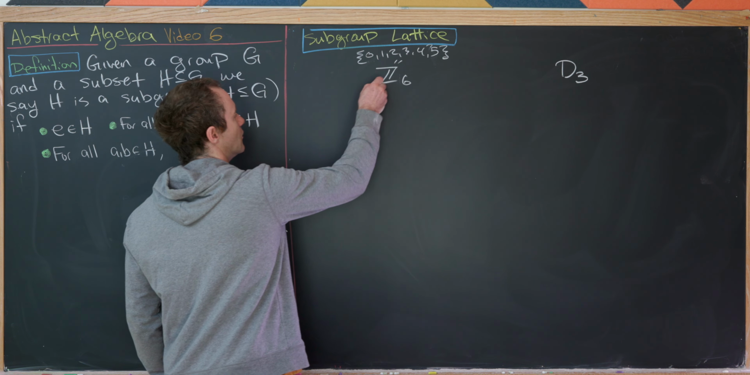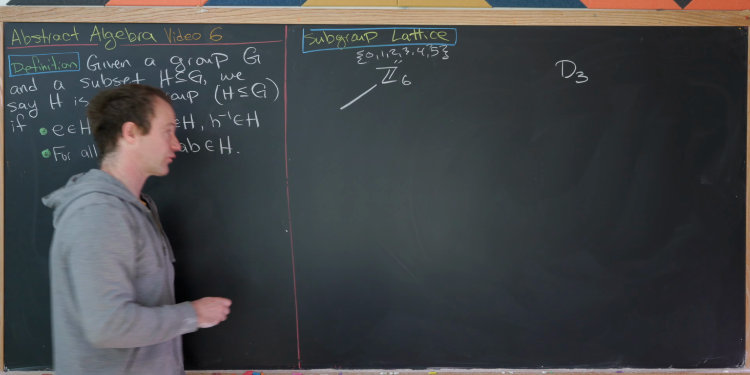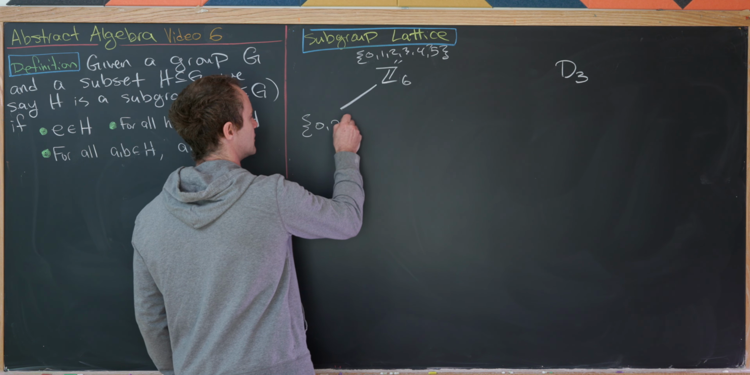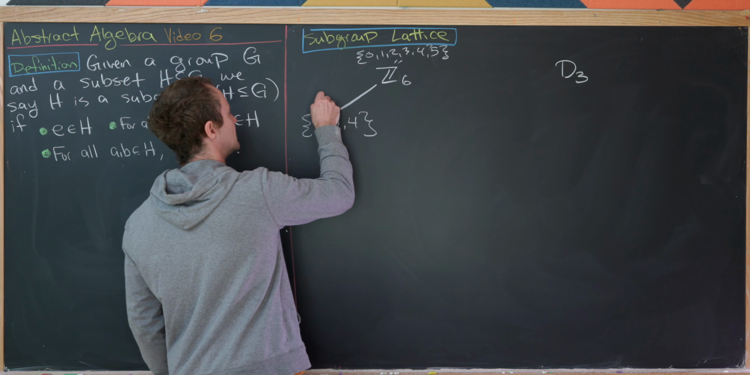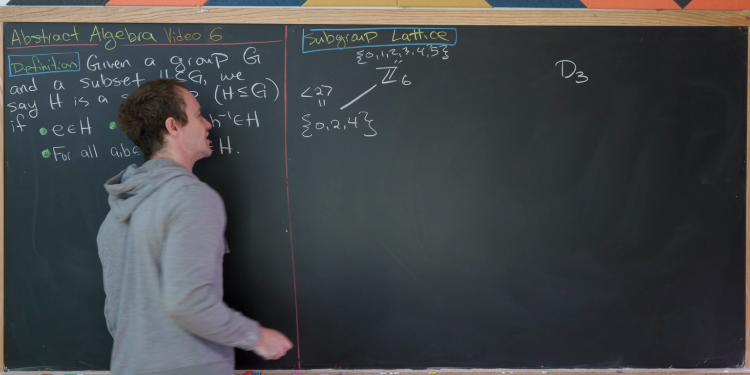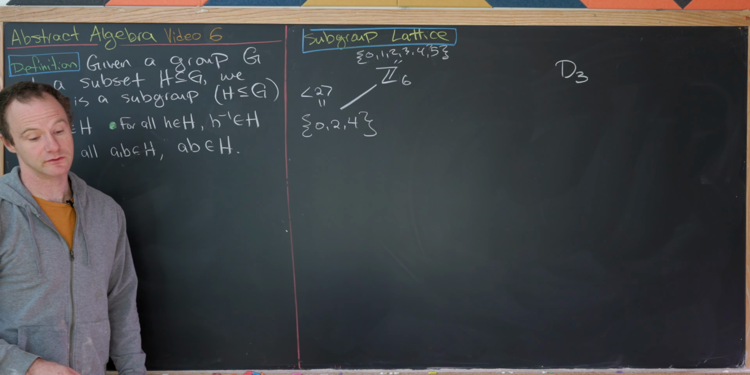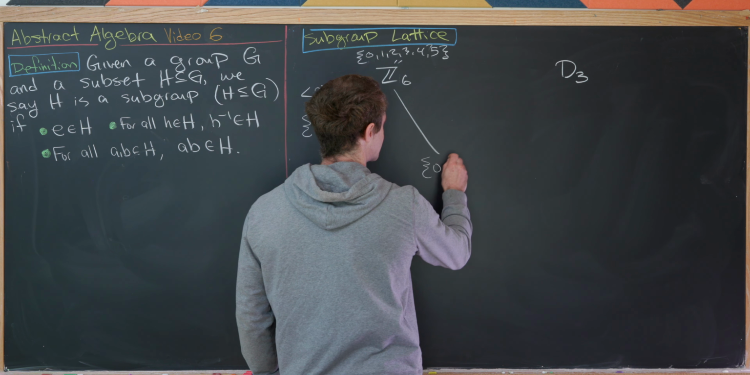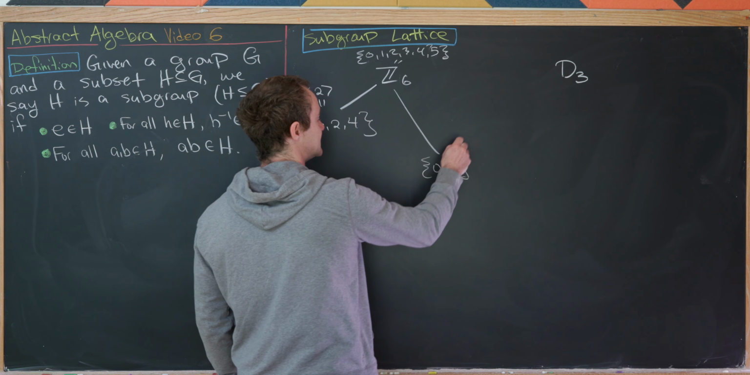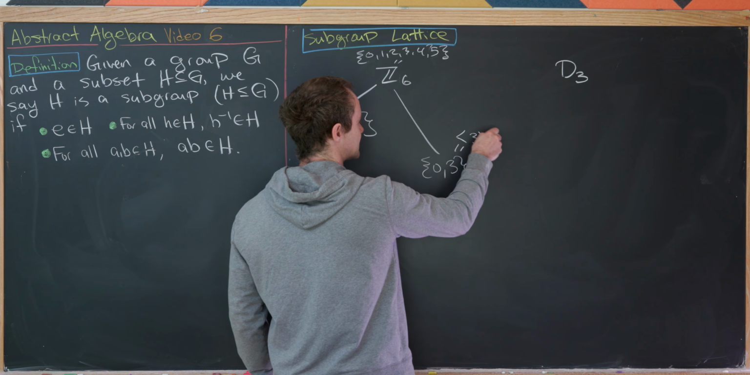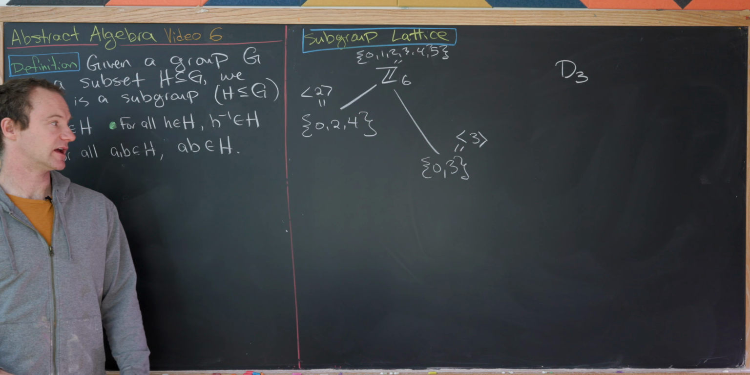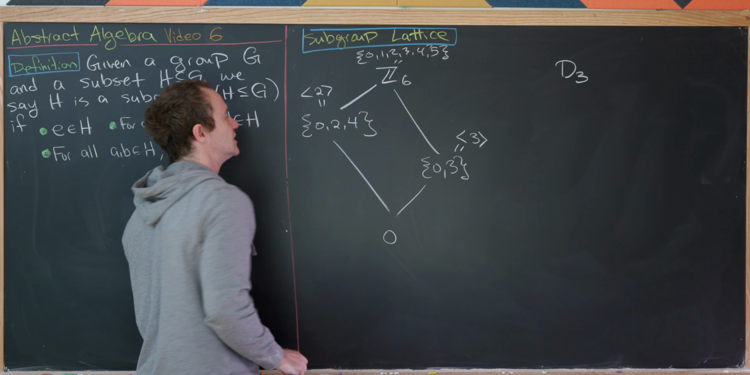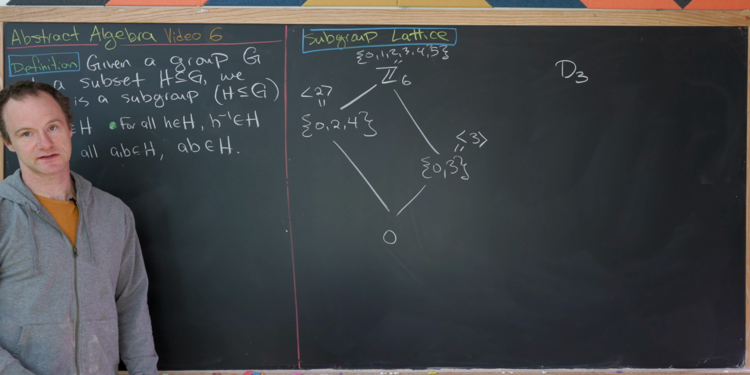Okay. So we have a subgroup of order 3, in other words, a 3-element subgroup, which looks like 0, 2, 4. Let's notice that that is the subgroup generated by the number 2. And then there's also a subgroup of order 2, which is the subgroup containing 0 and 3. That's the subgroup generated by 3. And then down here we have the 0 subgroup. So we've got some sort of picture like this.